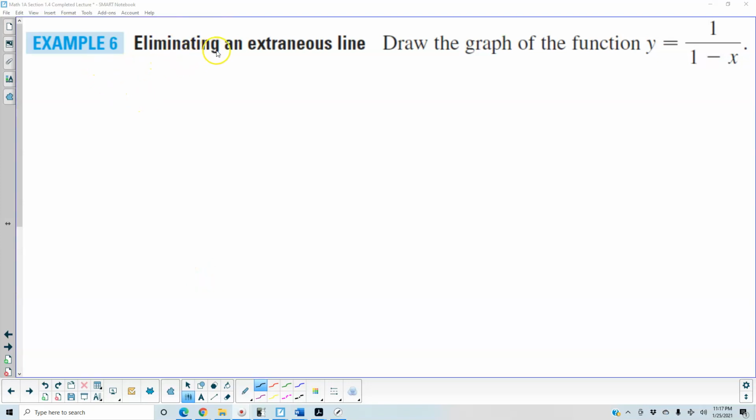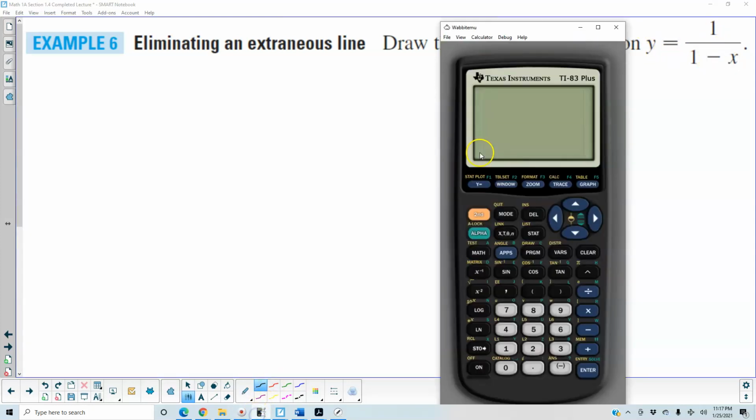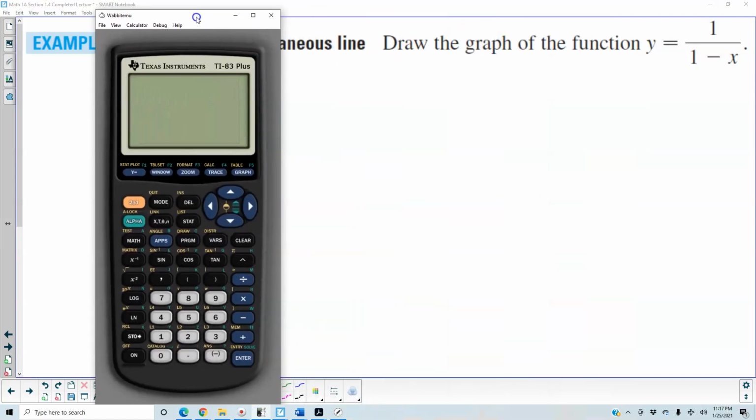In example 6, we're eliminating an extraneous line. We want to draw the graph of the function y equals 1 over 1 minus x. So let's go ahead and put this into our calculator. So we have 1 divided by, using parentheses, 1 minus x.